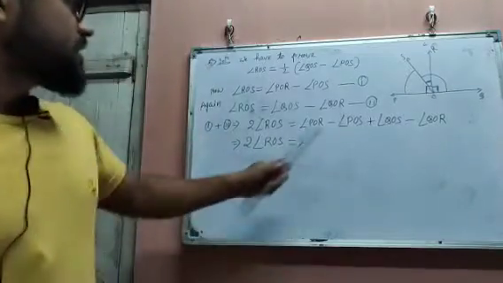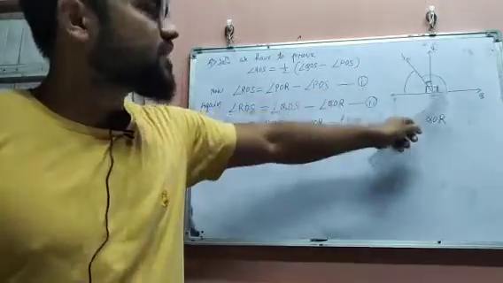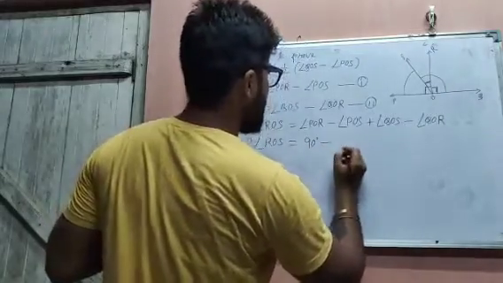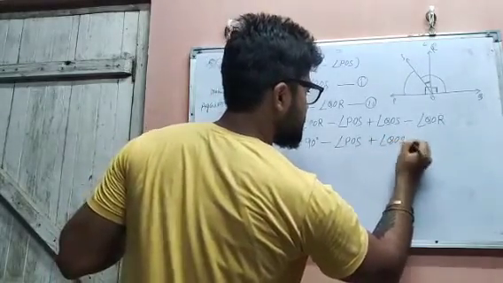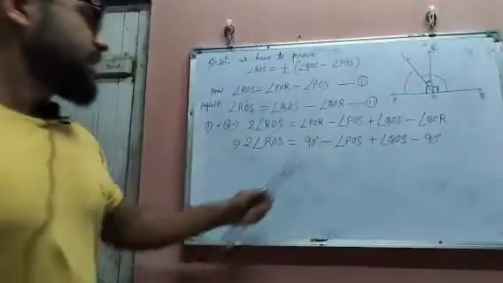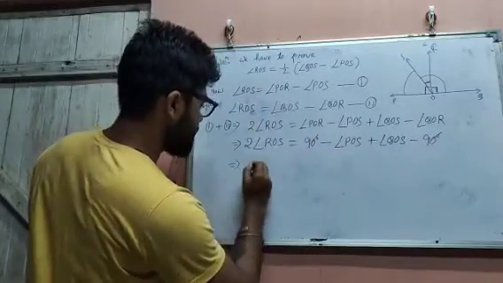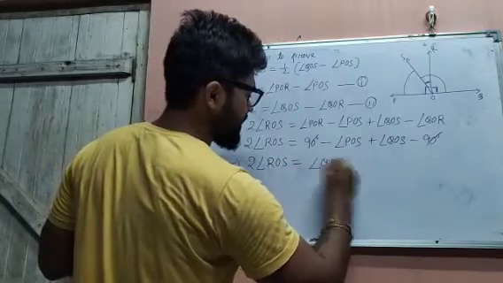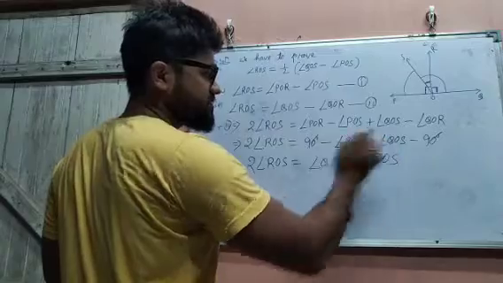Next, twice of angle ROS, keep this like that. POR is clearly 90 degree because OR is perpendicular. So we can write POR as 90 degree minus POS plus QOS. Also QOR is 90 degree. It is plus 90, it is minus 90, so these two can be cancelled. We get twice of angle ROS equal to angle QOS minus angle POS.